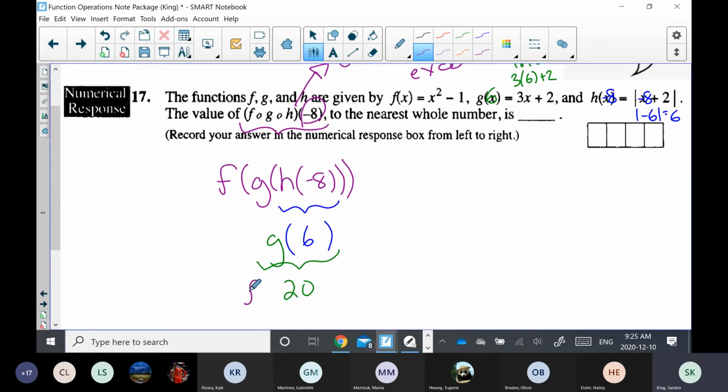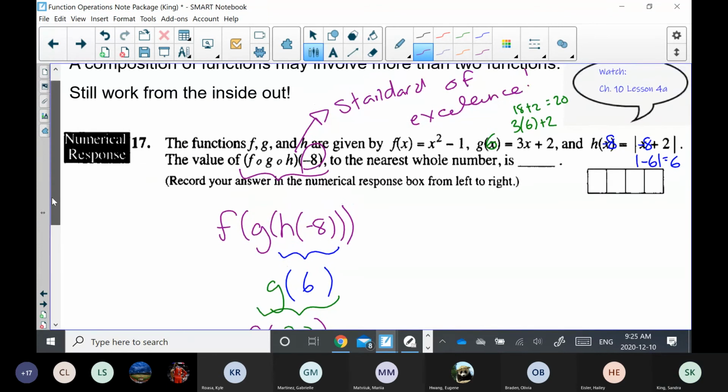That gets inputted into your outermost function now, which is my f function. So f of 20, here's my f function. And I'm going to put a 20 in here. So I'm going to evaluate f of 20. I'm going to take out that x and put in a 20, and I'm going to square it, minus 1. 20 squared is 400, minus 1. Your answer is 399. Okay.